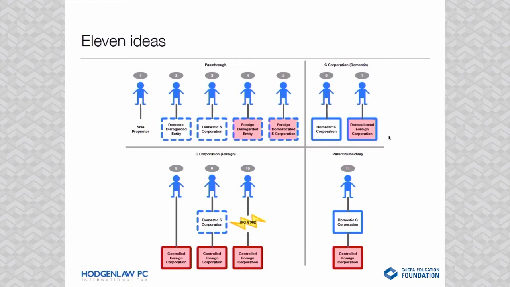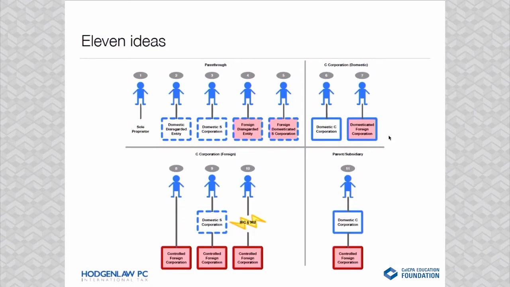There's the pass-through kind of structures. There's C corporations that are domestics, those kind of structures. So you have a Delaware corporation doing business abroad for reasons unknown to us. You have foreign C corporations, which is where we're going to play today. And we have parent subsidiary structures. So I'm going to pick 8, 10, and 11.